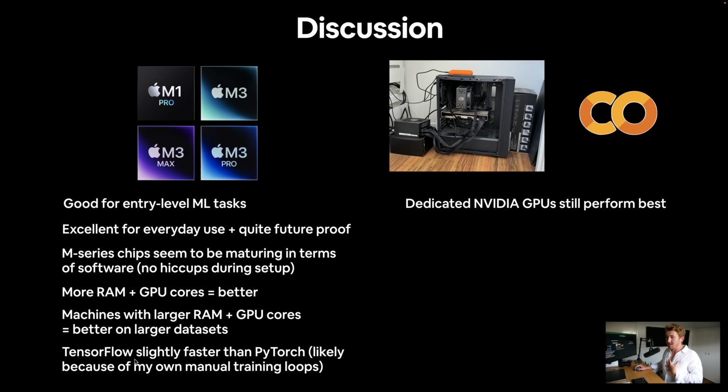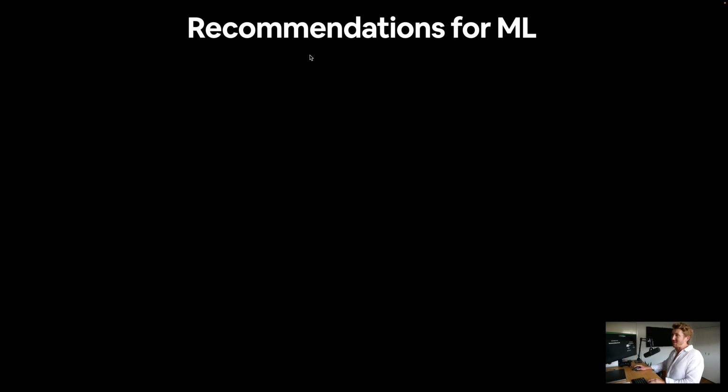And in my experience, I've noticed TensorFlow is slightly faster than PyTorch. Again, I'm not training super large state-of-the-art models, but I am training pretty sophisticated models. But this is likely because of my own hand-coded PyTorch loops. Finally, a dedicated Nvidia GPU is still going to perform best. This is my deep learning PC. I use an M1 Pro, goes into that, trains computer vision models on there all the time, and it works like a charm.